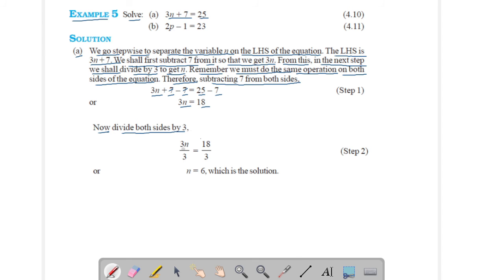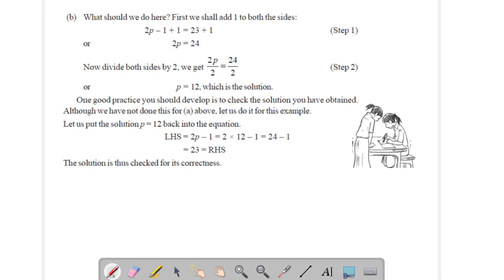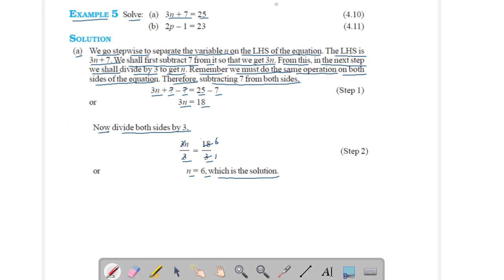You will get 3n upon 3 equal to 18 upon 3. Here 3 will be cancelled by 3. What is left? N equal to, here you can cancel 18 by 3, 3 ones are 3 and 3 sixes are 18. N is equal to 6, which is the solution. In this way, you can solve an equation. Now come to B part.